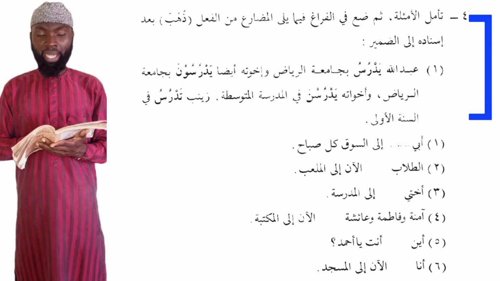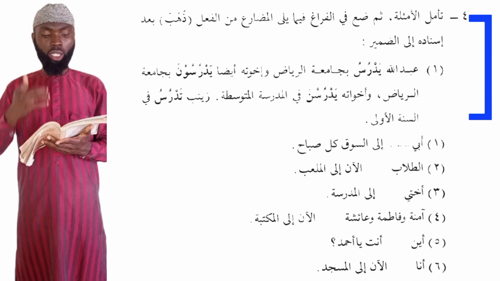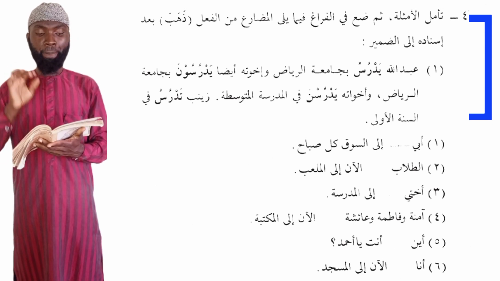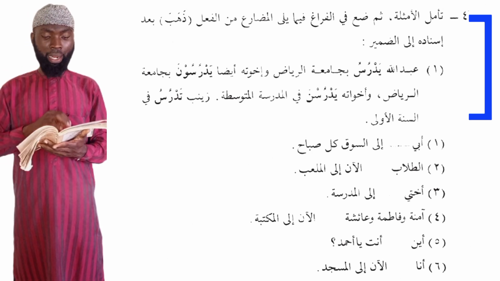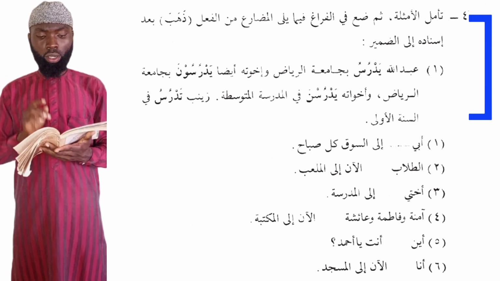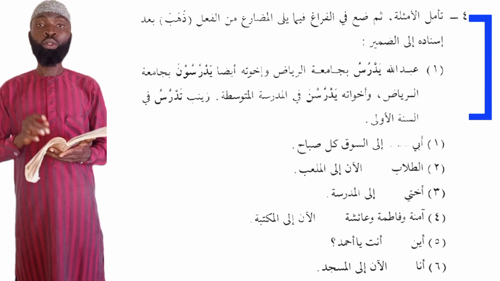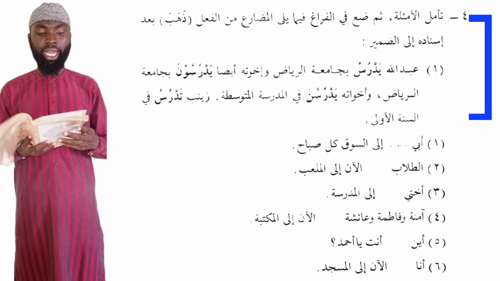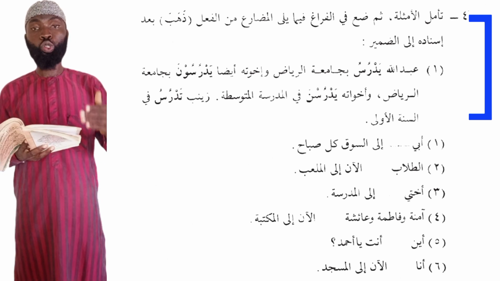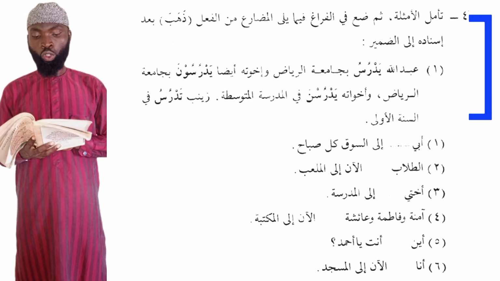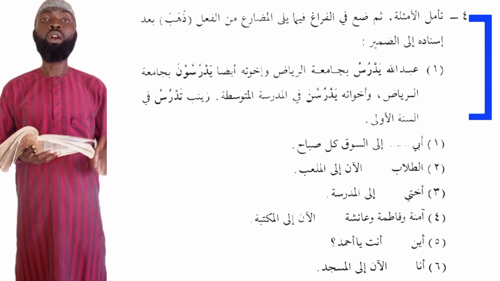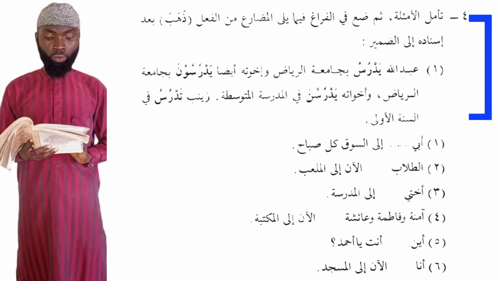Exercise number 4 تأمل الأمثلة. Study the full example. ثم ضع في الفراغ في ميال المضارع من الفعل ذهب بعد إسناد إلى الضمير. Then place the present tense of the word ذهب in the spaces after attaching it to a pronoun. Abdullah يدرس بجامعة الرياض. Abdullah is studying in the University of Riyadh. وإخوته أيضا يدرسون بجامعة الرياض. And his brothers also are studying in the University of Riyadh. وأخواته and his sisters يدرسن في المدرسة المتوسطة are studying in the middle school.